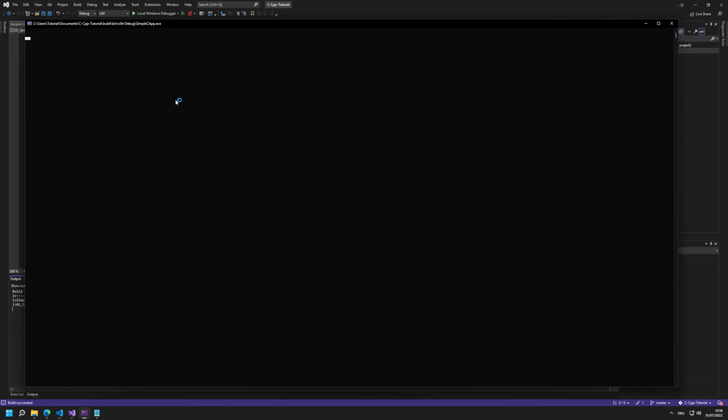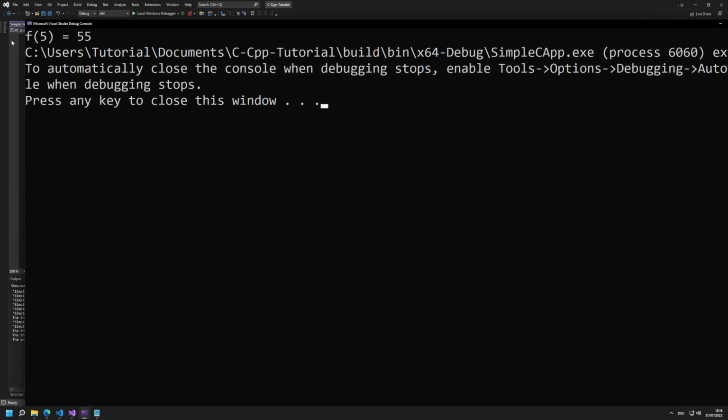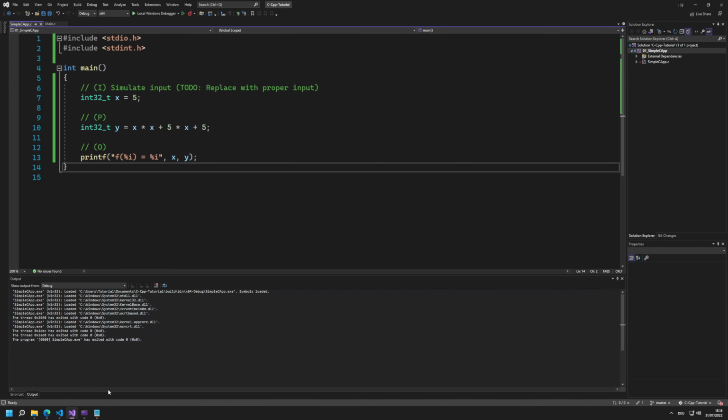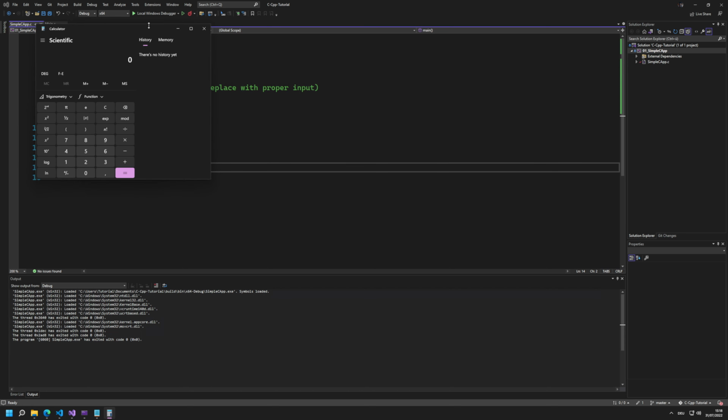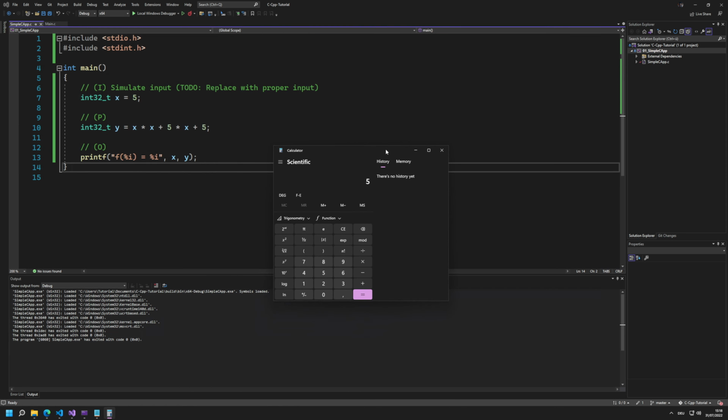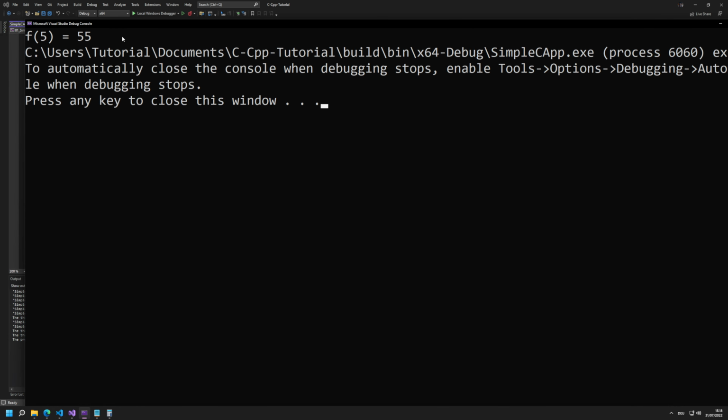And if I would now execute this, you can see that we have f from 5 equals 55. We could do the math here to verify that everything works. So let's open up the calculator. What did we have as an equation? We had 5 times 5, 5 times 5 equals 25. And then we again have 5 times 5, so another 25, sum them together 50, add another 5 on top of that is 55, and f from 5 equals 55.